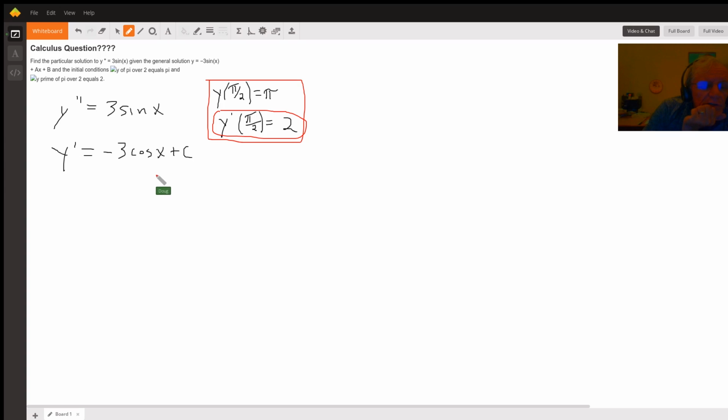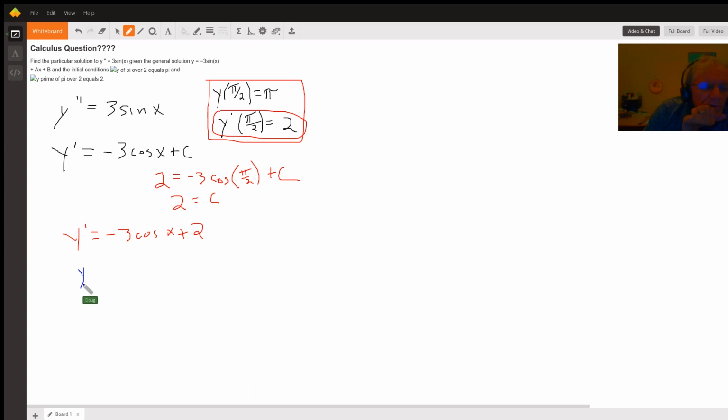So let's indent here and go this way. 2 equals negative 3 cosine of pi over 2 plus c. But the cosine of pi over 2 is 0, so this just becomes c equals 2. So therefore, y prime is negative 3 cosine of x plus 2. Now we find the antiderivative of this.